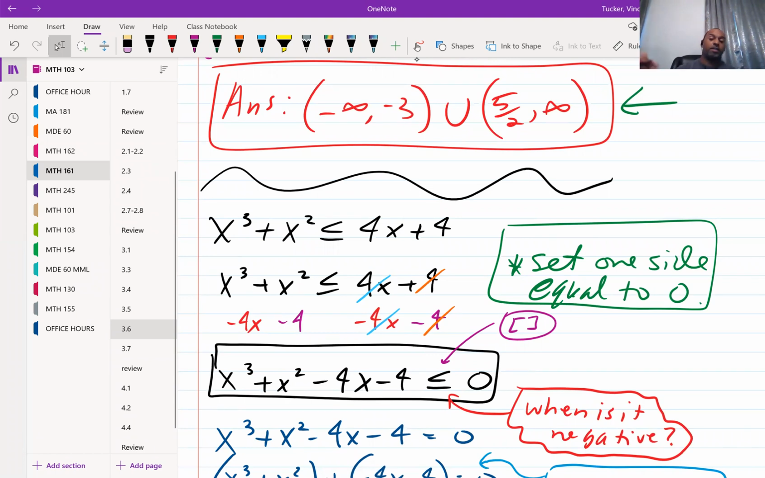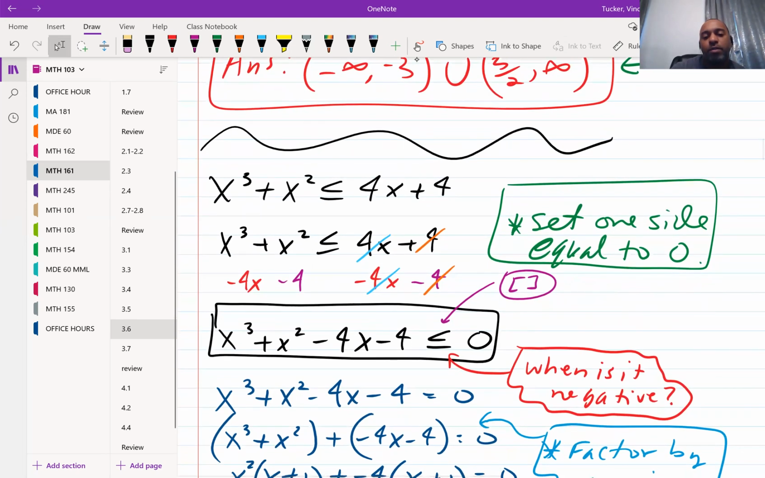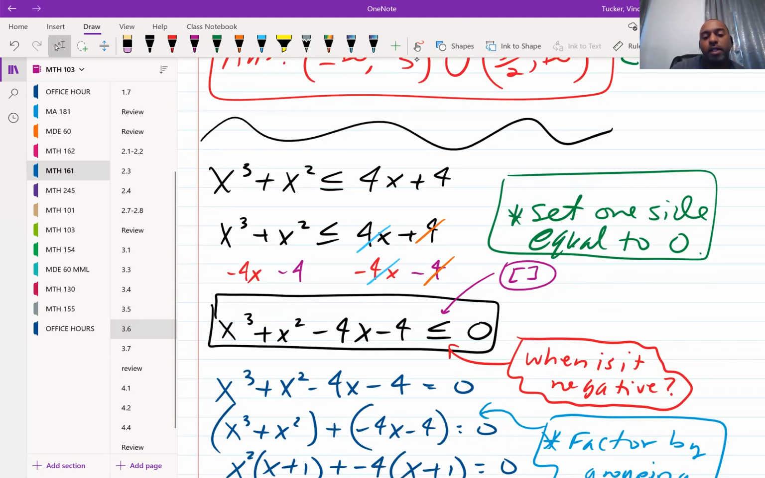Now, since it's less than, we want to know when is it negative. Remember before it's greater than 0, so we're talking about positive result. This time it's less than 0, so we want to know when is it negative. We want to know when are we getting the negative result. So just like before, set it equal to 0 and then solve. So we have x cubed plus x squared minus 4x minus 4 equal to 0.